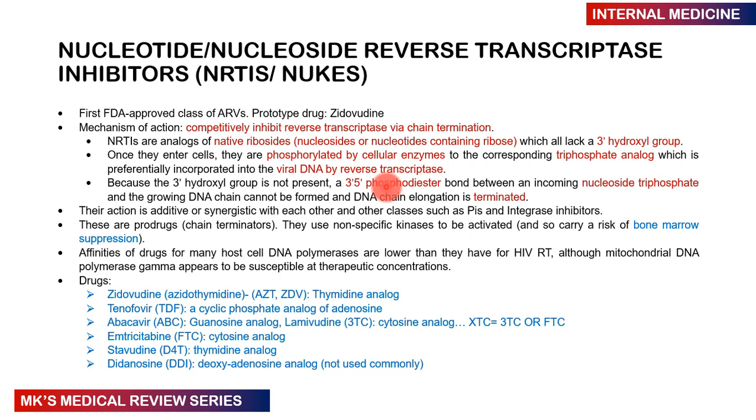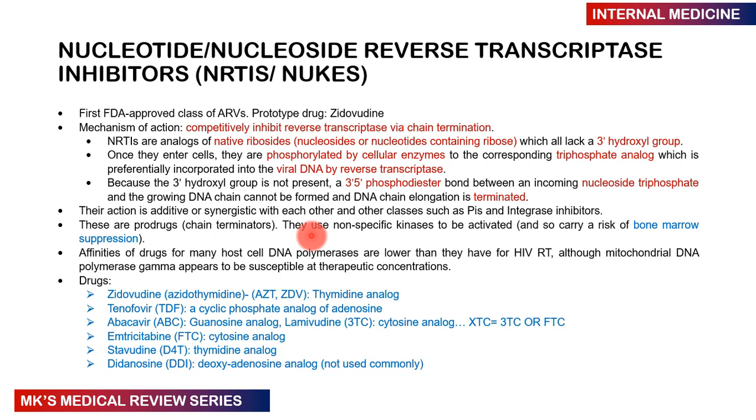Now these are going to be additive and synergistic with each other. They're also going to be additive and synergistic with protease inhibitors as well as integrase inhibitors, meaning that you can combine them with protease inhibitors, and you can combine them with integrase inhibitors. Then of course, they are prodrugs activated by non-specific kinases in the body. Remember that a kinase is an enzyme that transfers a phosphate group. So they're going to be activated in the cells.